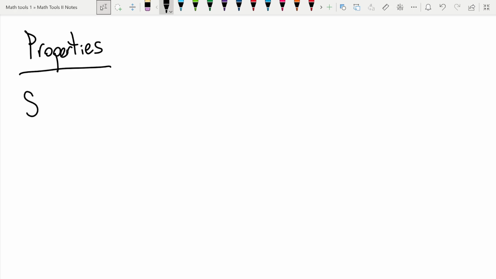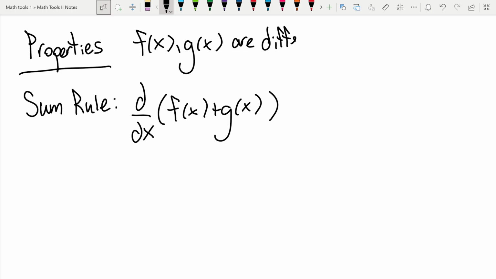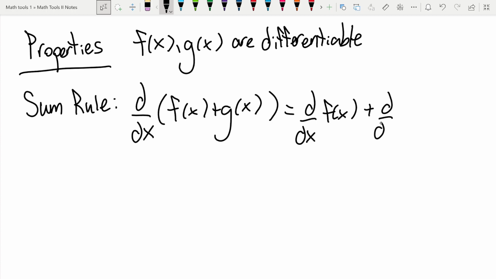So first is the sum rule. Okay. So this is that the derivative of f of x plus g of x. And for all of these, we're going to assume, by the way, that f of x and g of x are differentiable. Otherwise, this wouldn't make any sense. So the derivative of f of x plus g of x is the derivative of f of x plus the derivative of g of x. Okay.